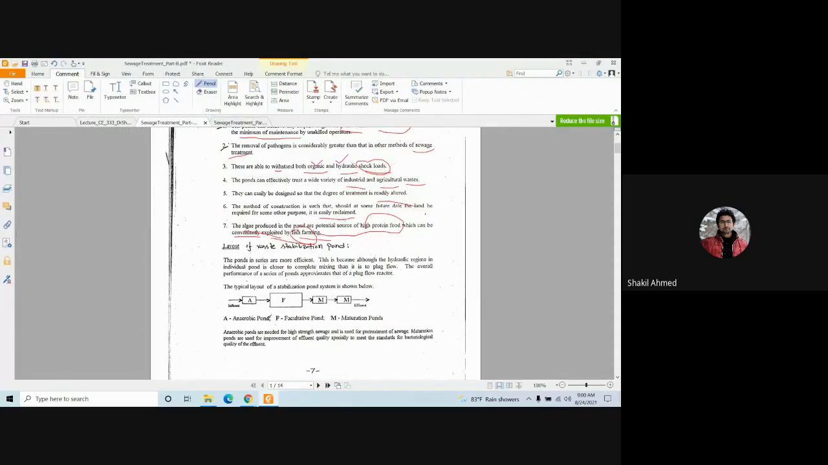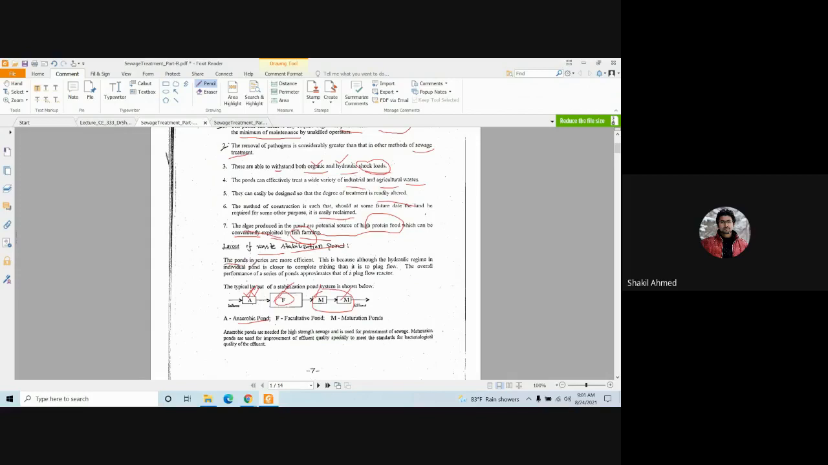Now we use waste stabilization ponds in series, like this pond, then this pond, then this pond. These are all waste stabilization ponds. And you can see the first one we call an anaerobic pond. Then the later ponds we call maturation ponds. And the ones in between we call facultative ponds. And the characteristics of each pond are different. I'll discuss it in later slides.